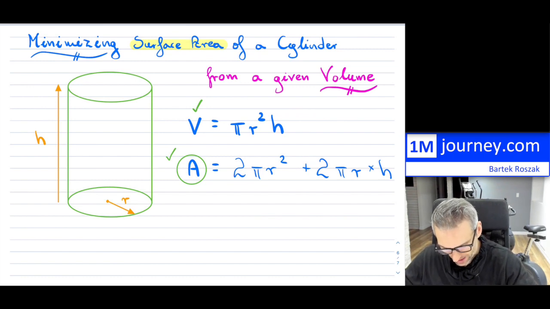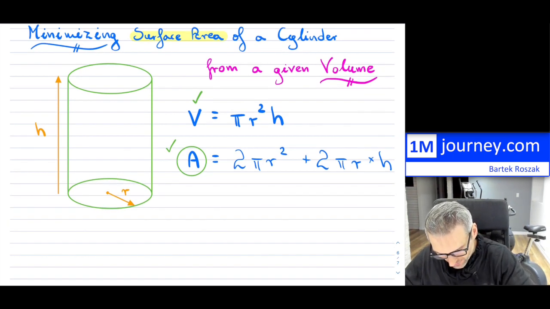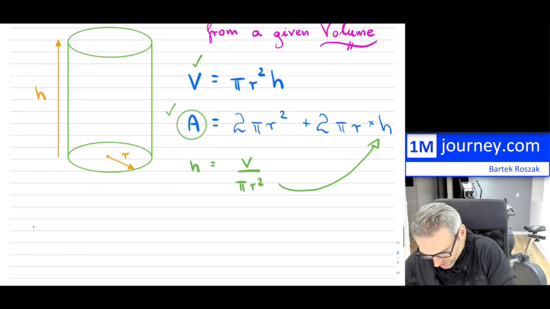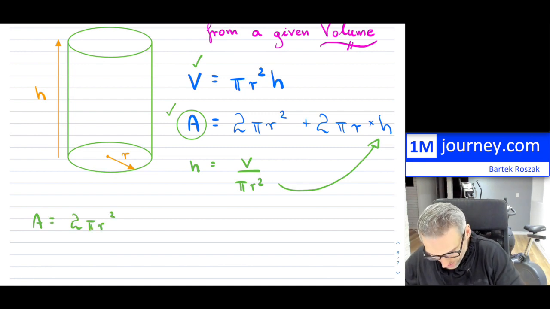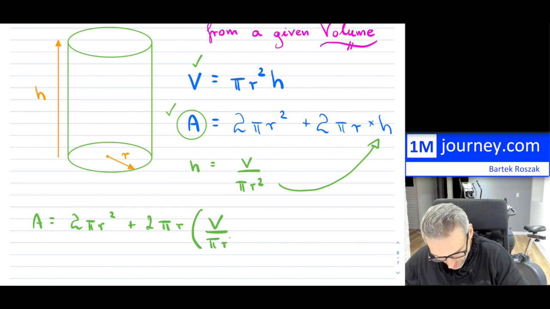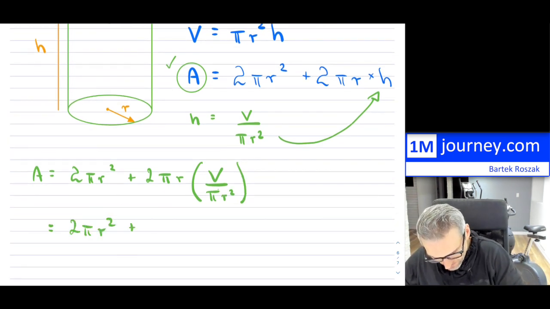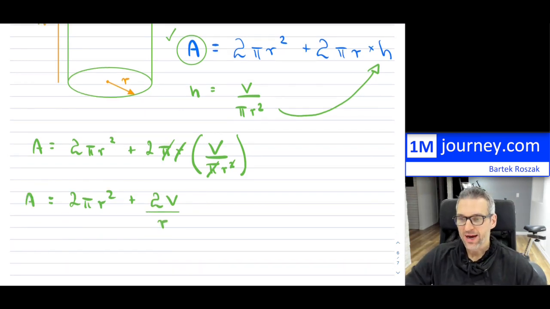So I'm going to do the same thing. I'm going to first isolate for h. So h is equal to volume divided by pi r squared. And now I'm going to substitute this back into my equation. So my surface area equation is equal to 2 pi r squared plus 2 pi r times volume over pi r squared. Let me just simplify this. There we have it.